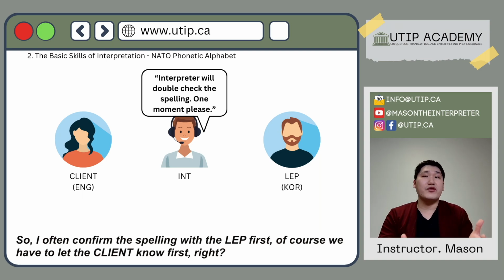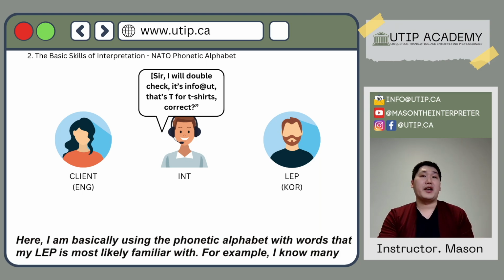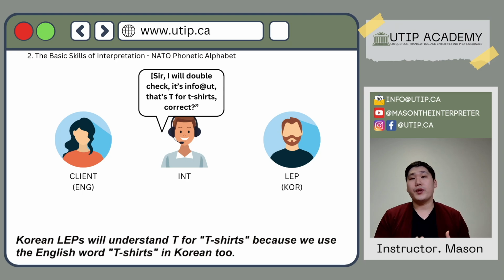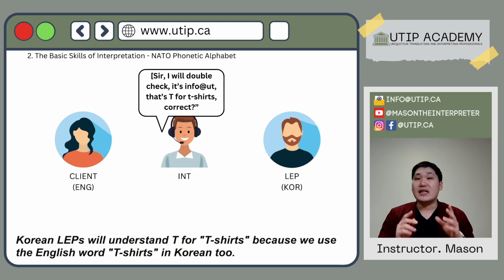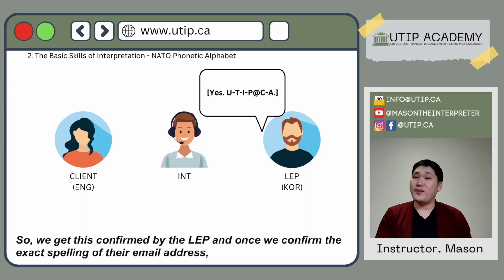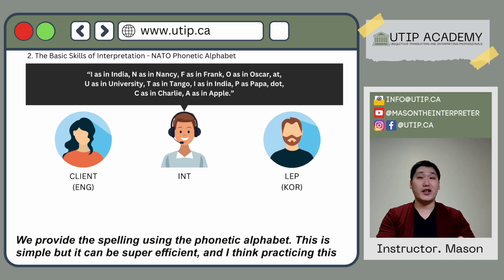Of course, we have to let the client know first, right? Here I'm basically using the phonetic alphabet with words that my LEP is most likely familiar with. For example, I know many Korean LEPs will understand T for t-shirts because we use the English word t-shirts in Korean too. So we get this confirmed by the LEP. Once we confirm the exact spelling of their email address, we provide the spelling using the phonetic alphabet. This is simple, but it can be super efficient.